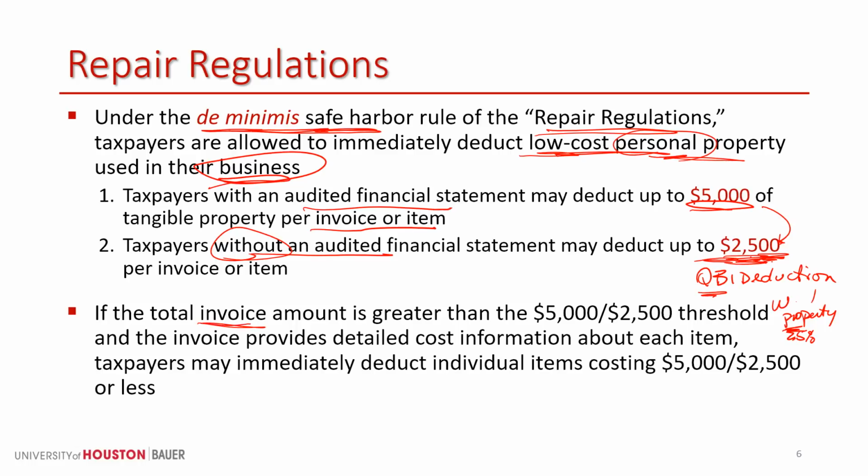This note down here simply states that if we have an invoice that totals more than $5,000 or $2,500, we could still write things off if the invoice actually itemizes. So let's say we buy 10 things and the invoice says that we bought 10 of these and each of them was valued at maybe $3,000 and we have an audited financial statement. We could go ahead and write each of them off, okay? Even though the invoice is for $30,000, we know that each of them was $3,000, and that was less than $5,000, so we're good.